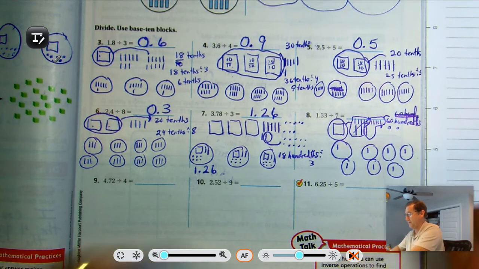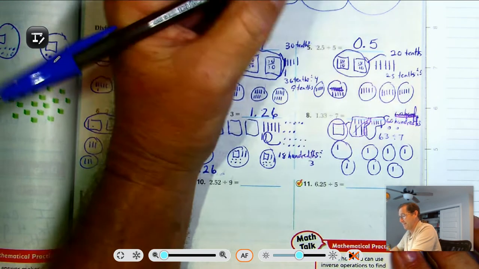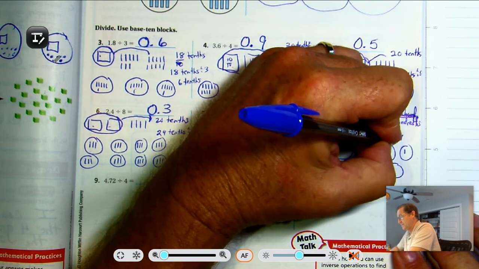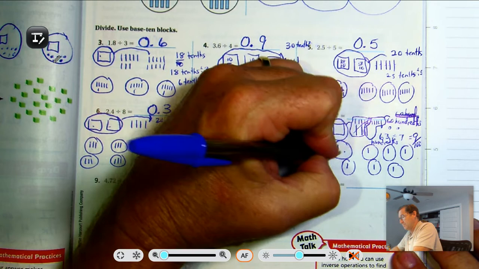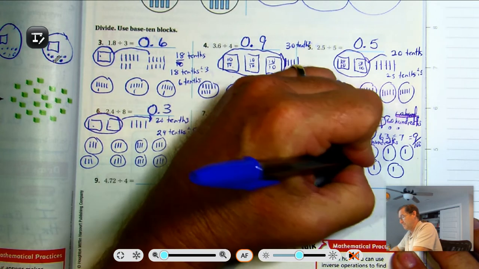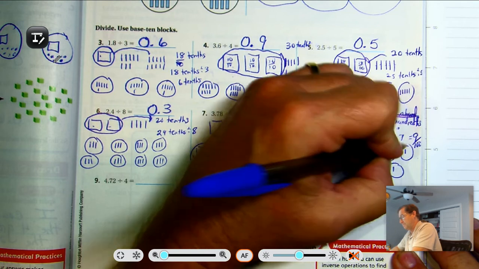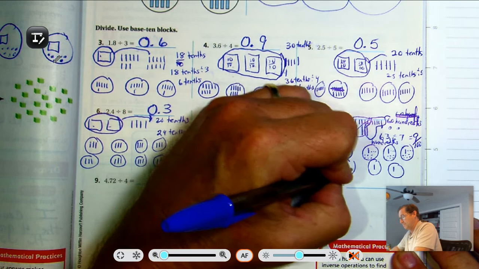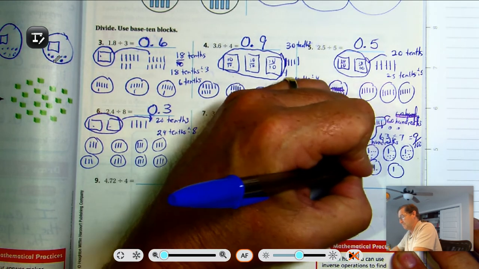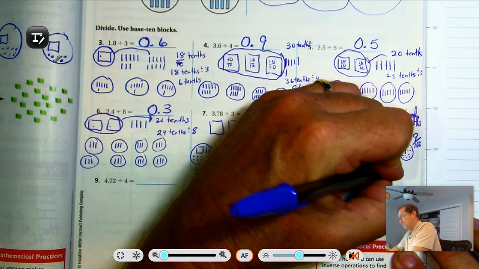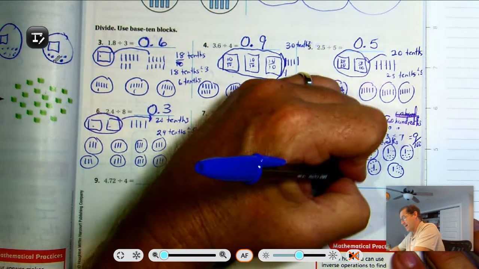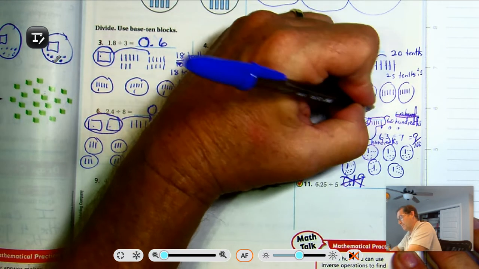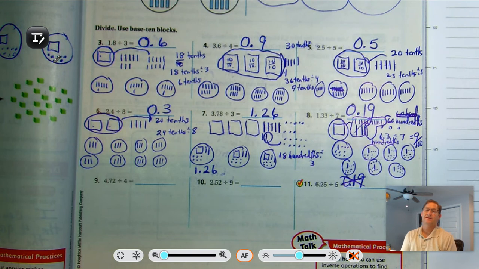60 hundredths plus the 3 hundredths is 63 hundredths divided by 7. 63 hundredths divided by 7 equals 9 hundredths. So we have 1/10 in each group, and we have 9 hundredths. So we have a total of 19 hundredths shared with each group.